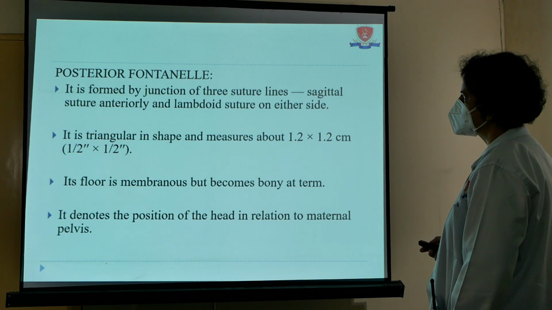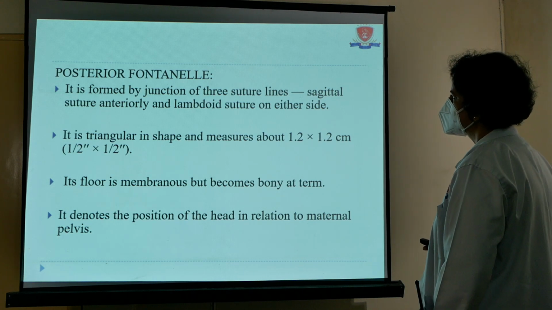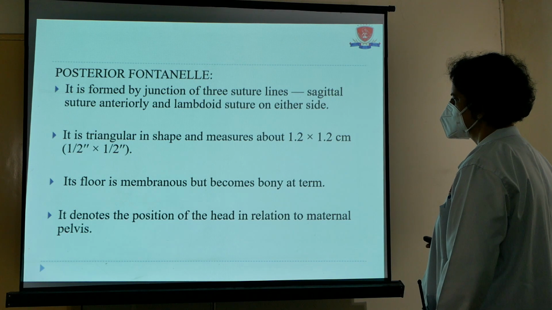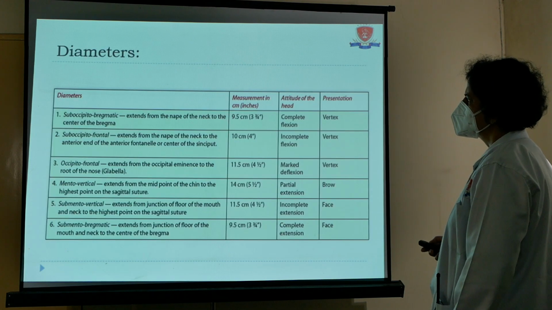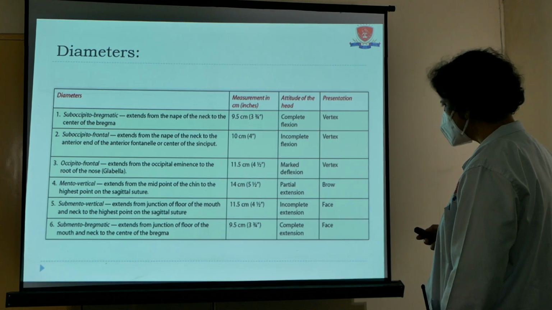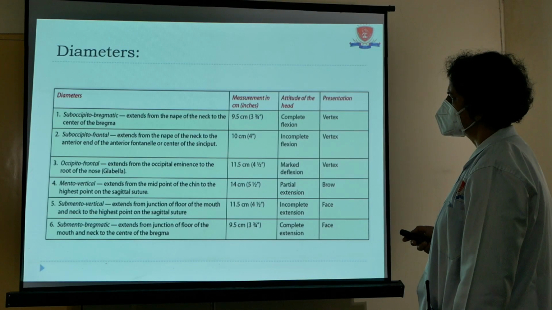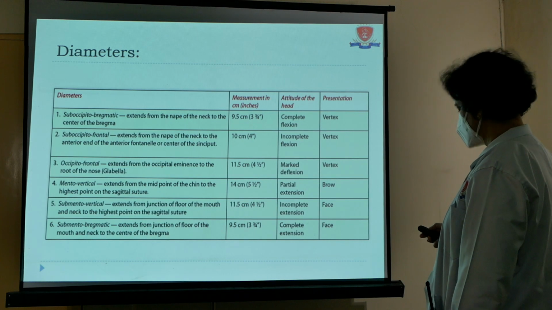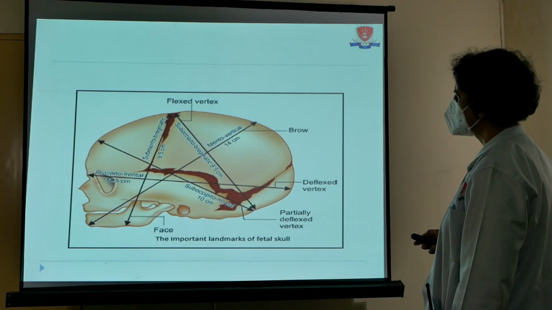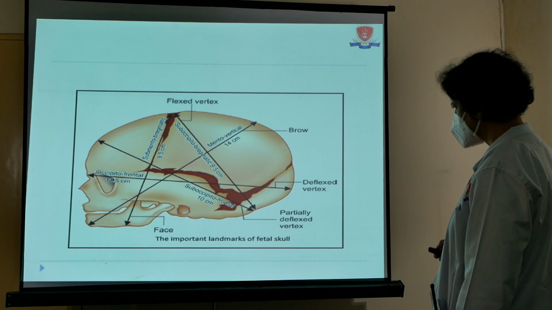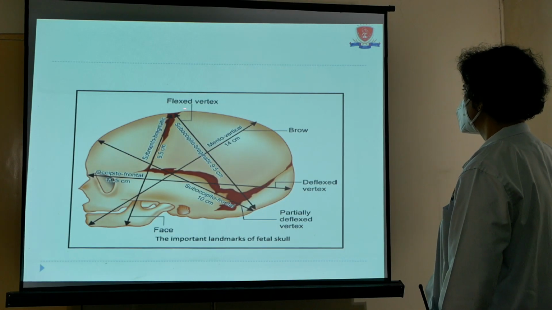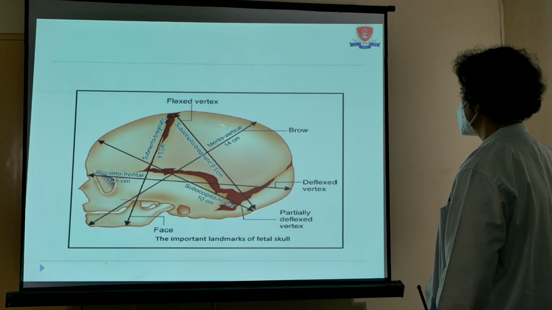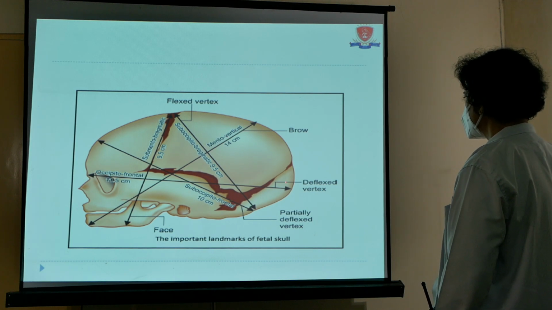That means when this posterior fontanelle is in which part of the pelvis, whether it is anterior or posterior, left or right. So these are the diameters of the fetal skull. First is suboccipitobregmatic, and you can see in the diagram, this is the occipital part. When this is vertex, it is a quadrilateral area on the parietal bone. So it is a suboccipital region.